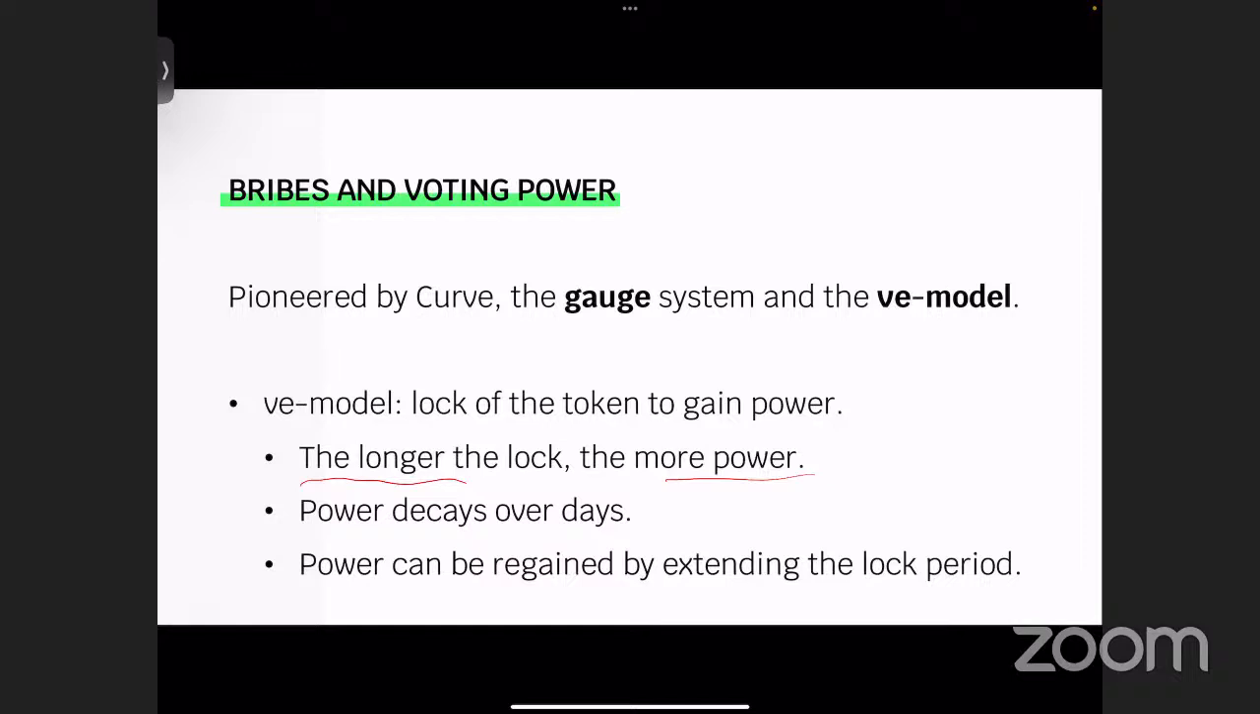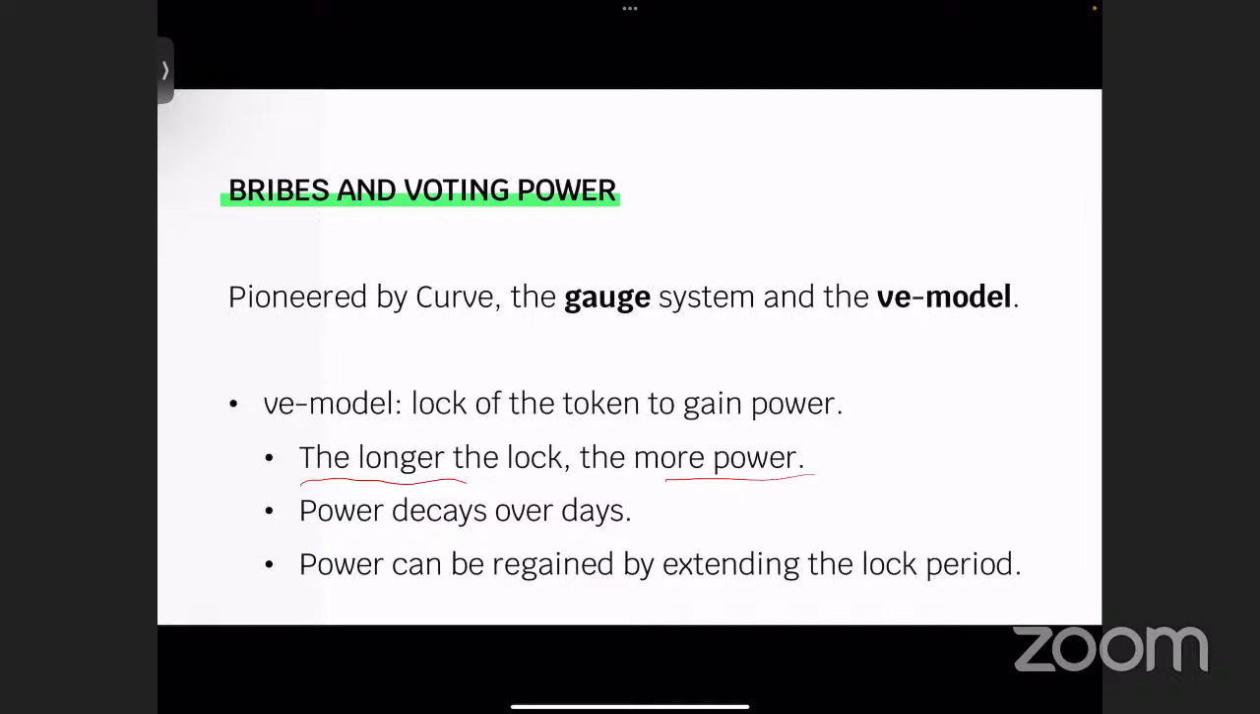The longer you lock them, the more power you acquire. But, and this is the interesting part, as soon as you have acquired power, you don't keep it. Actually, at every block, your power is decreasing to the point where at some point your power will be 0. So for example, if you have locked for 2 years and the maximum period was 2 years, and you just wait, after 1 year, you have already lost 50% of your power. And after the 2 years, you have 0.